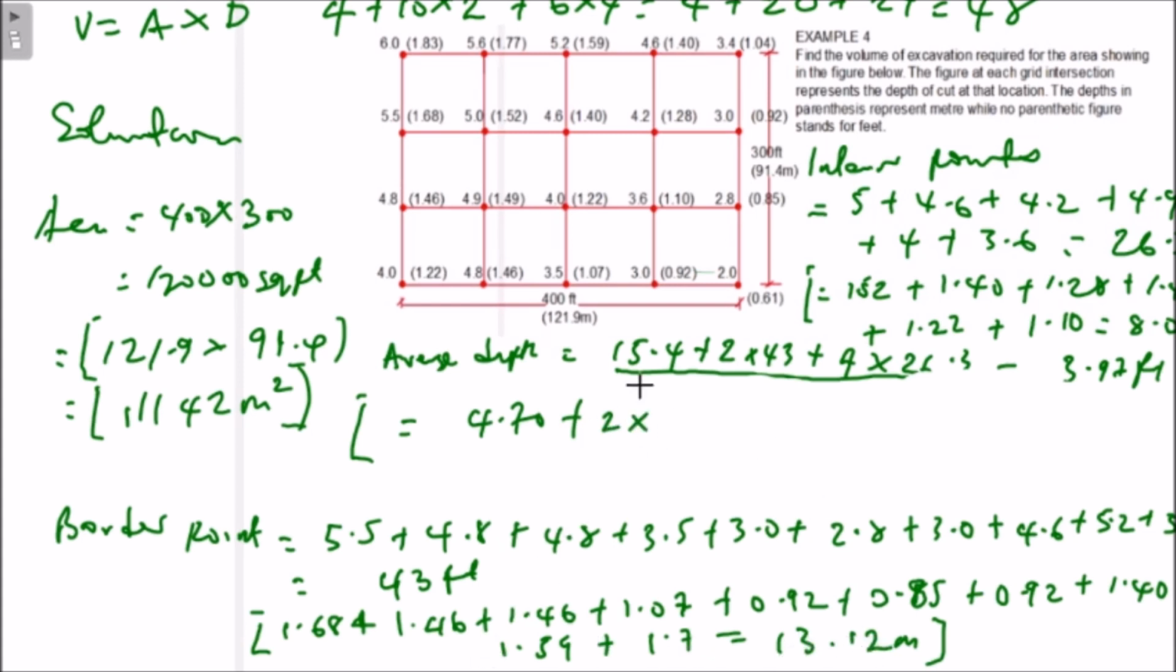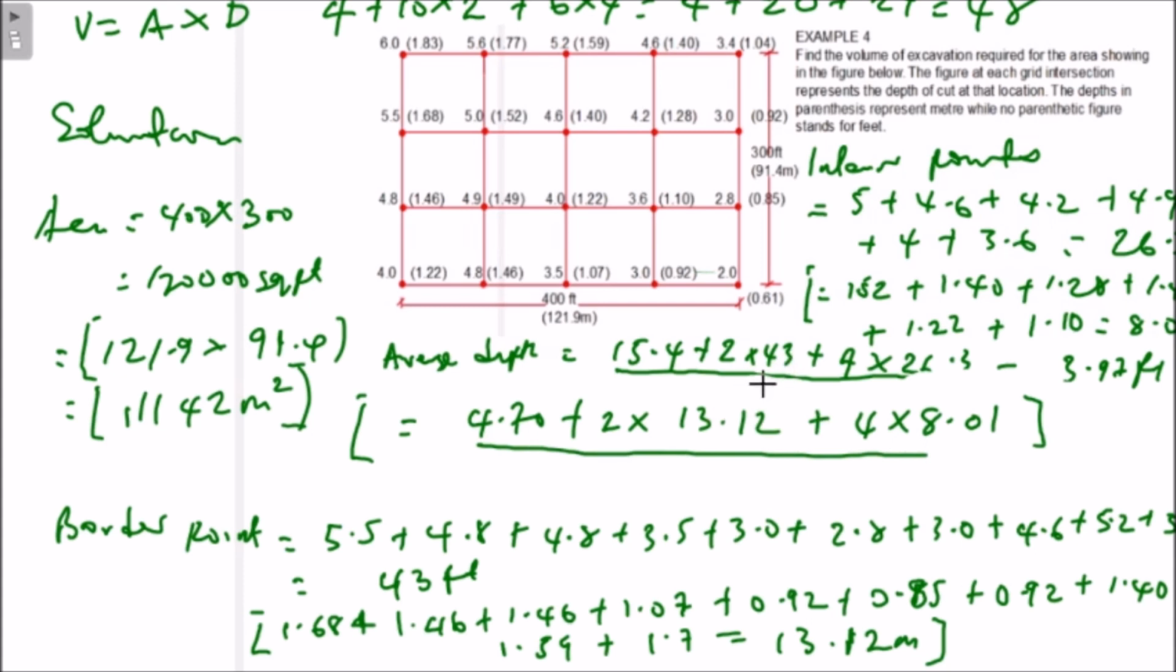So plus for the border point, we multiply by 2, so we say 2 times our border point in meters. We had 13.12. This is 1, so 13.12. Then plus the interior point in meters, we got 8.01, so we're going to say 4 times 8.01. So we're going to divide by the average depth, but the earlier average depth is 48, so this one is still 48. So if we do this calculation with our calculator, we're expected to have an average depth of 1.21.